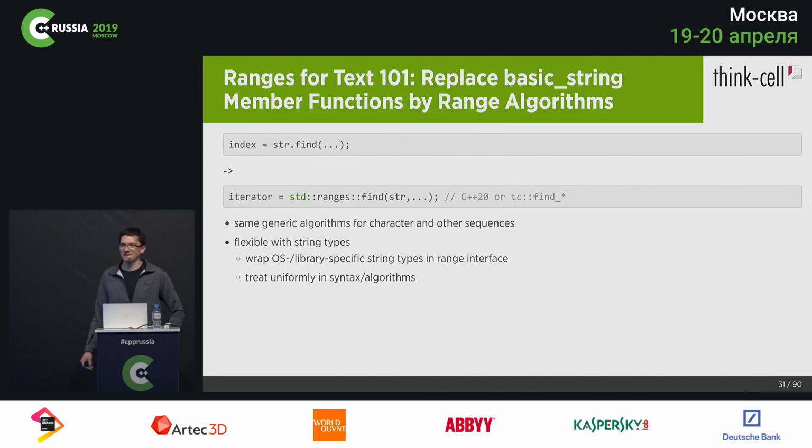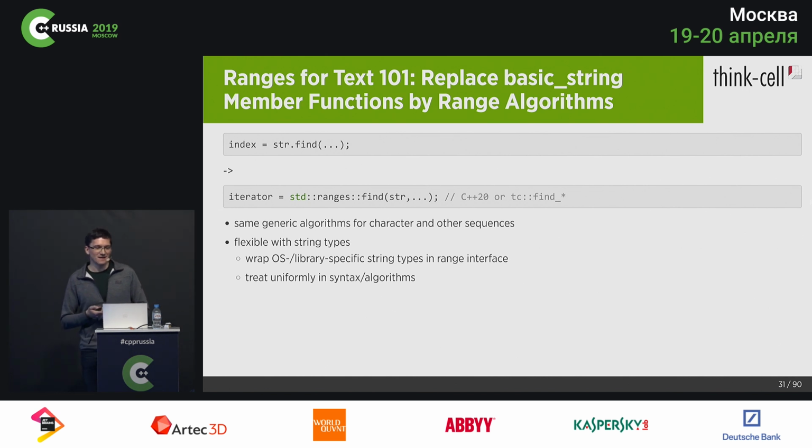But let's get back to text formatting. A text is just a sequence of characters, so it seems like a very natural thing to work with ranges. We have, for example, std::string. Let's just see what we can do. String is already a range.